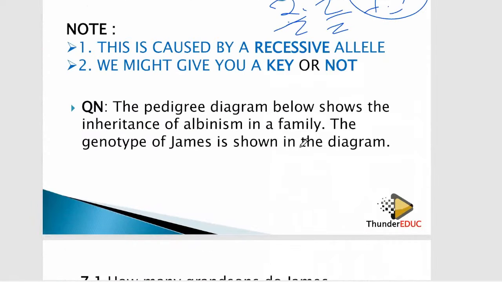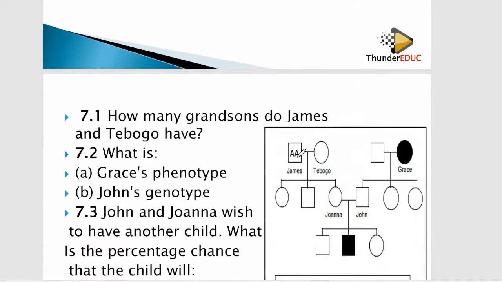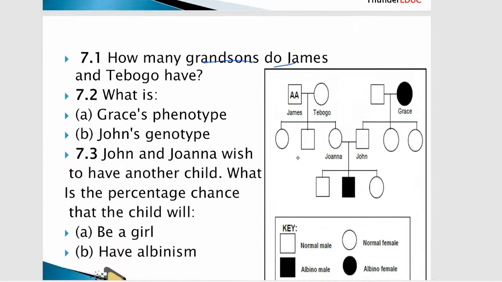Now look at this one. They're saying that the pedigree diagram below shows the inheritance of albinism in a family. The genotype of James is shown in the diagram, and they're asking how many grandsons do James and Teboho have. If you come here, James and Teboho, you're seeing that the one who is having a capital letter is not shaded.